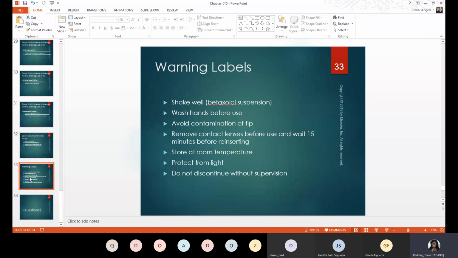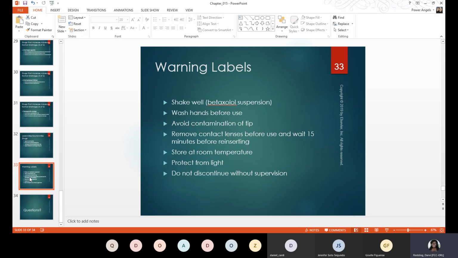The patient, when taking the eye drops, should avoid touching the tip of the eye drop bottle because that's going to contaminate it. So they want to always avoid contaminating the tip of the bottle. They want to remove their contact lenses before use, and they should wait 15 minutes before reinserting. Sometimes it's been known some people's contact lenses fall out, or maybe they have to wash them, but they should definitely remove their contact lenses before they use them, and then wait 15 minutes before reinserting.